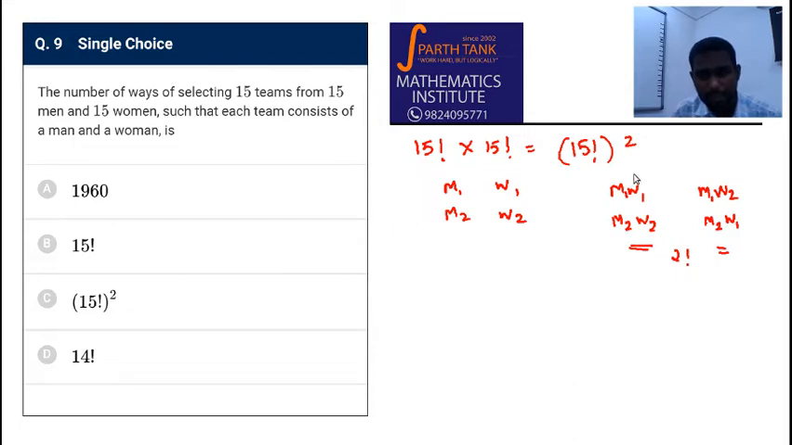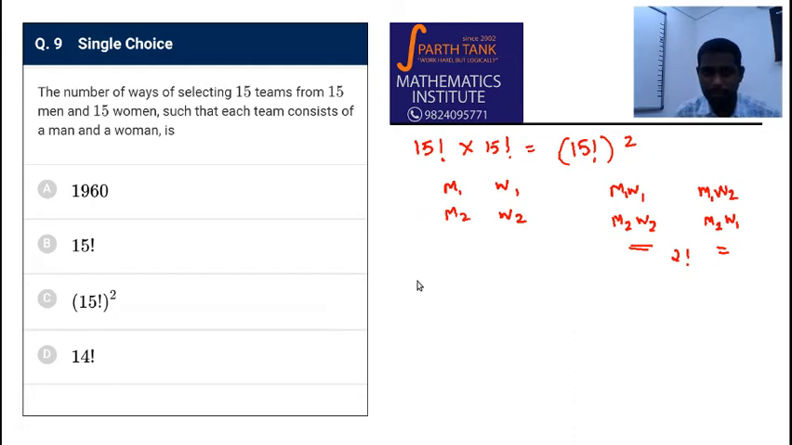The thing is, arranging only the women is sufficient, or keeping the women the same and arranging the men is sufficient, because if you arrange 15 men near 15 women, you get 15 teams. You need not move the women also. Moving the women will lead to repetitions when moving the men.